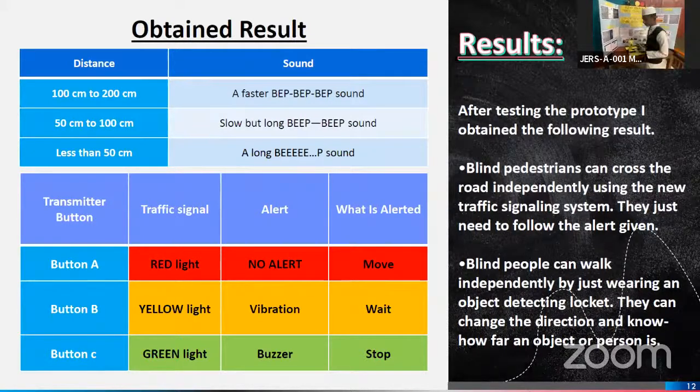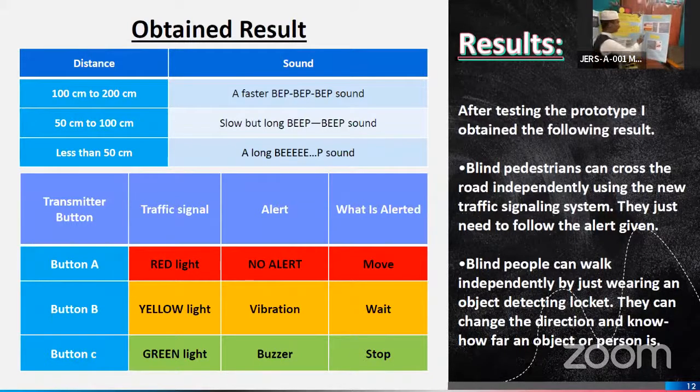Results. After testing the prototype, I obtained the following results. Blind pedestrians can cross the road safely and independently by using the signal tracking stick, and they can move independently without bumping into anything using the object rating locket.